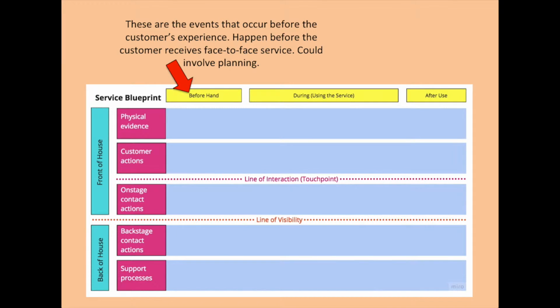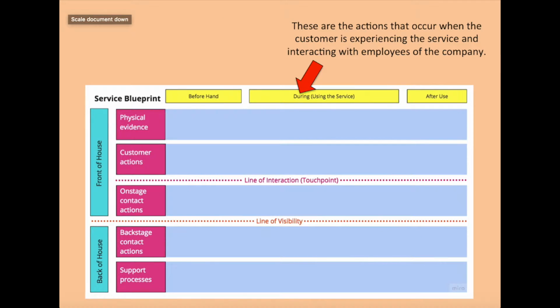Starting with beforehand, these are the events that occur before the customer's experience. This happens before the customer receives face-to-face service. This could involve planning. During or using the service, these are the actions that occur when the customer is experiencing the service and interacting with employees of the company.